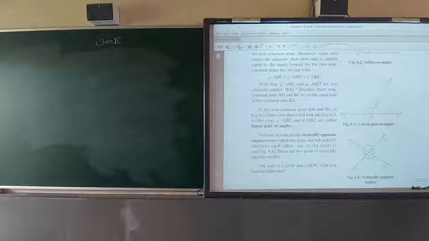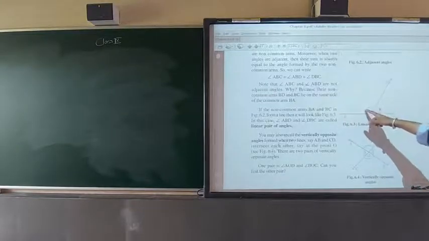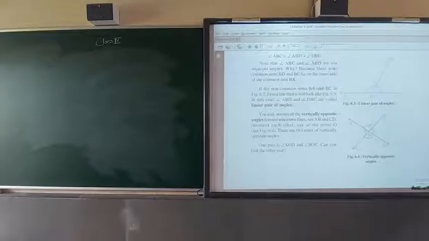Then the next one will be the linear pair. Linear pair of angles. Mark this diagram, you also have to draw it. Means a straight line is there. Linear pair means the sum of both these angles will be what? 180 degrees. So a straight line should be there. This will be called a linear pair. And then vertically opposite angles.